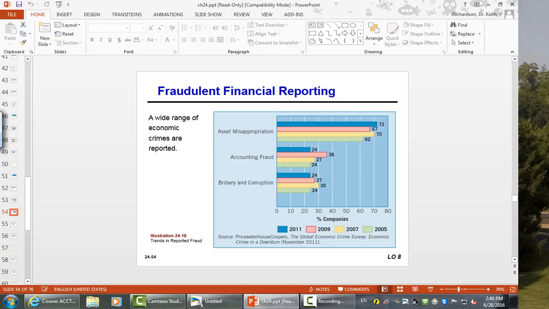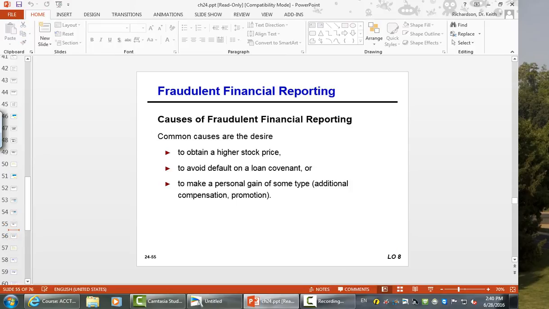Okay. Wide range of stuff that goes on for the different years. Yeah, there's a lot of these out there. Be aware that they're out there.